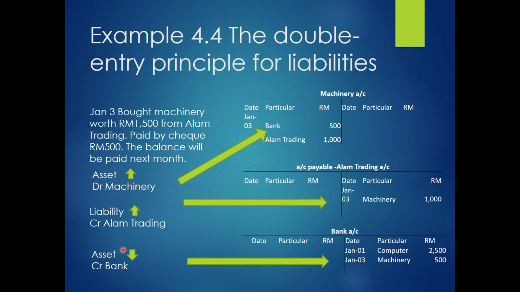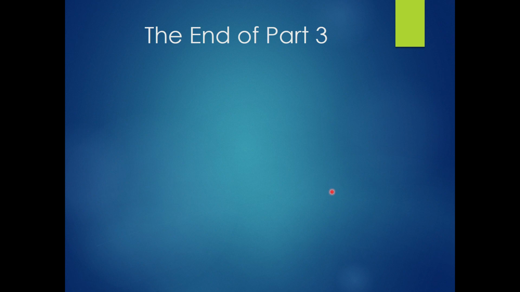And the third effect is asset bank decrease. Asset decrease, credit. For the bank account, refer to January 3. For the bank account, the entry will be made on the credit side, which is RM500. Okay, refer to 3rd January, bank account on the credit side, which is RM500, paid by check to buy a machinery. That's the end of part 3.